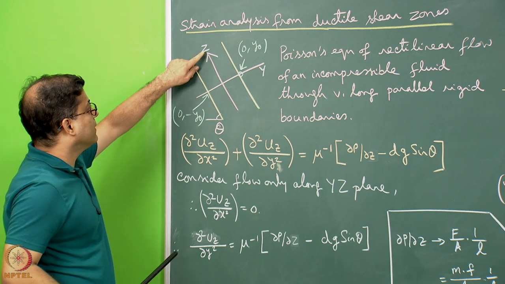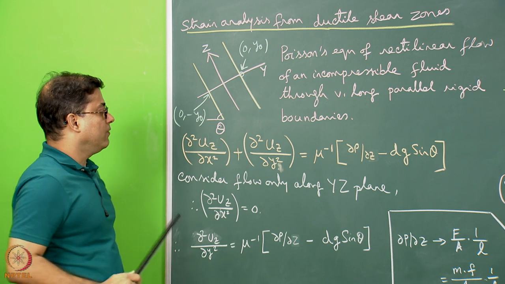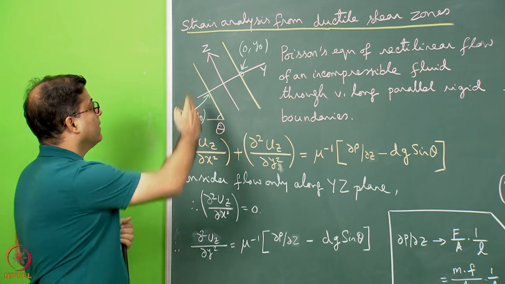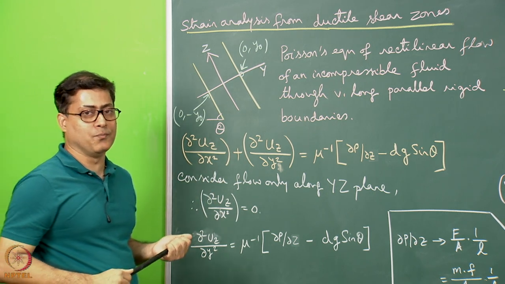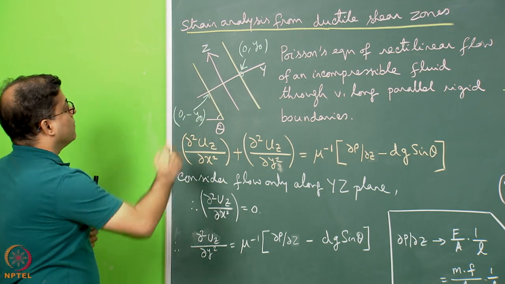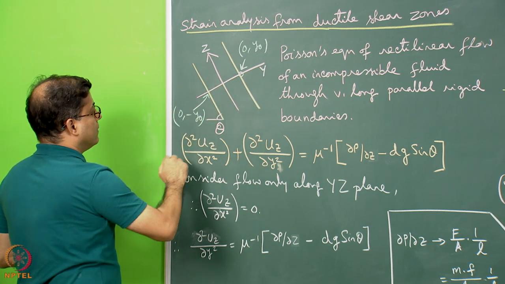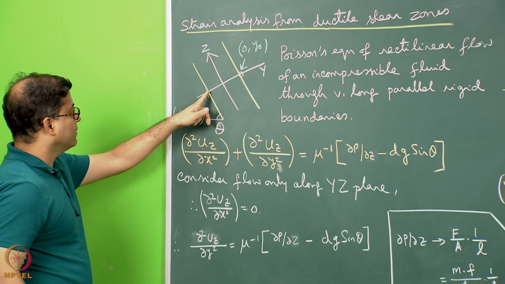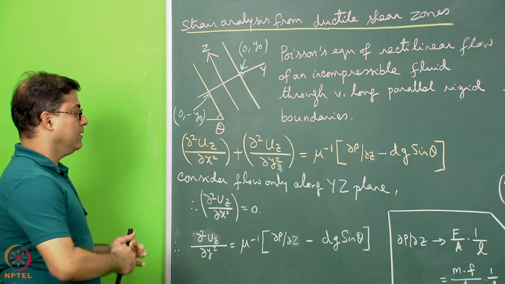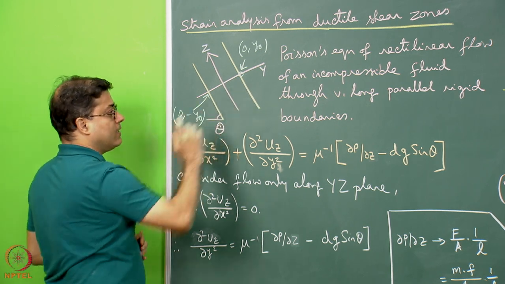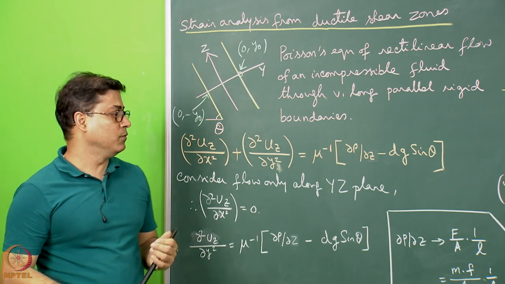We have chosen that the z axis is equidistant from the two boundaries. For that, this equation is true, and even if I take the z axis over here on the yellow line, then also the equation will hold true. And when I say that the z axis is equidistant from the two yellow lines, that means if I take this coordinate as 0, minus y0, that coordinate will be 0, y0. That means in this case, I am considering the thickness of the channel, or the thickness of the shear zone, to be 2 y0 units.